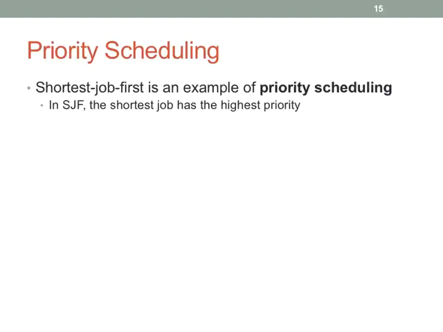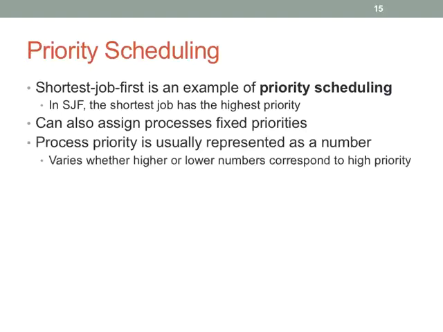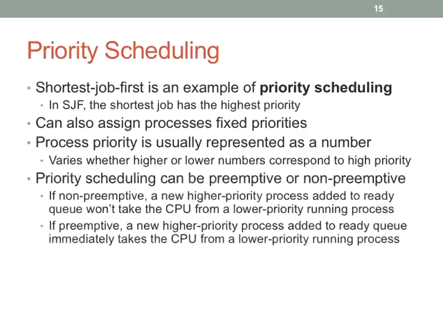Shortest job first, you can think of as priority scheduling because the shortest job has the highest priority. It always gets the CPU first. But we can also give processes fixed priorities, which is something you all have to do on this project. Typically it's just a number, and of course, should the lower number be higher priority, or the higher number? Well, operating systems have historically been all over the map on that. I have some examples toward the end, and Linux and Windows, as usual, do it the opposite way of each other.